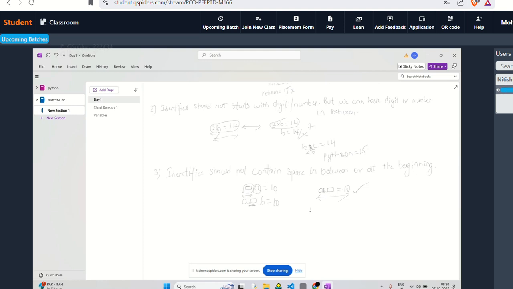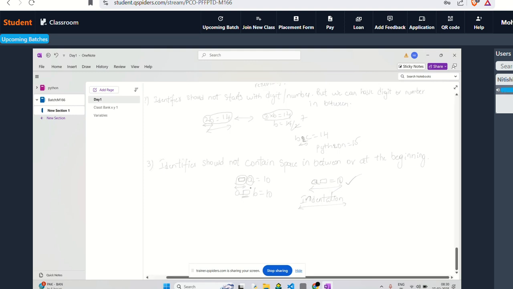We have a concept called indentation. Giving space is like indentation. This concept we will discuss. So, space at the beginning and in between will give error. But we can have space at the end.